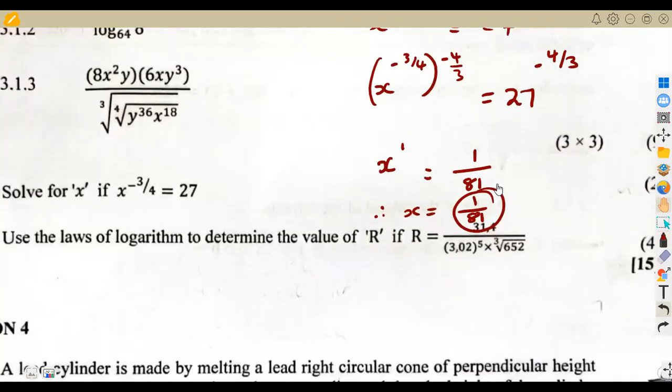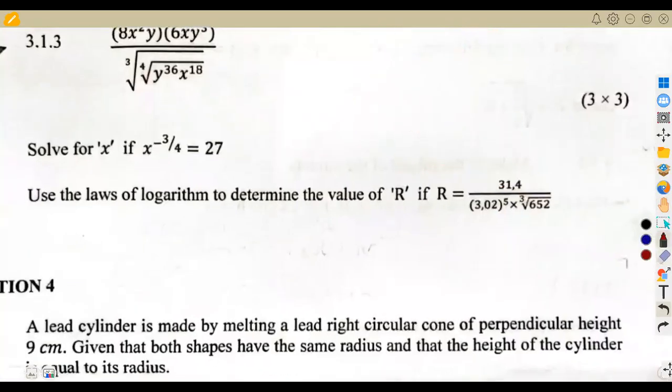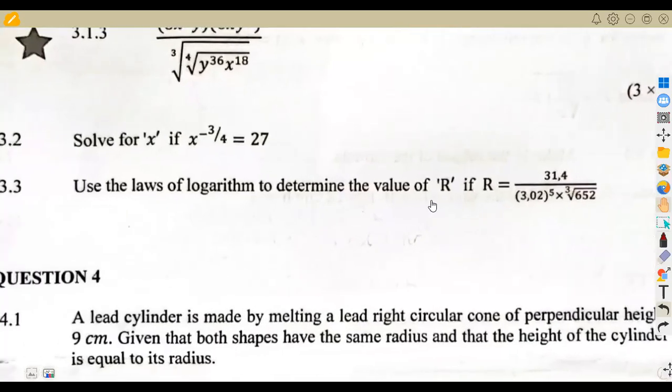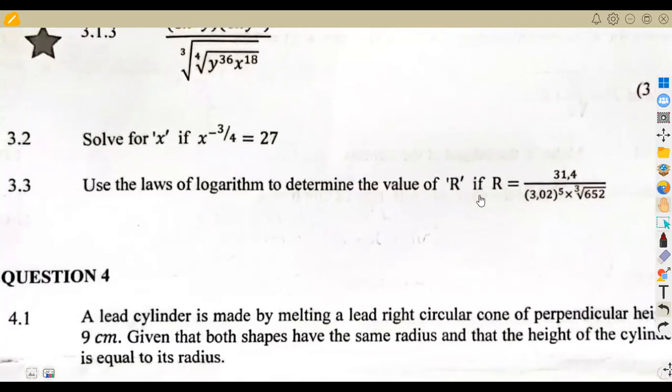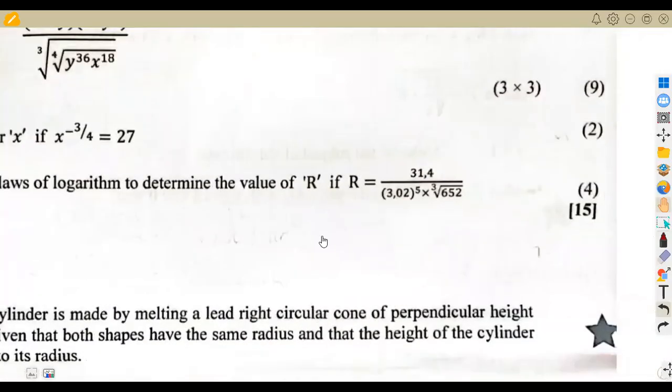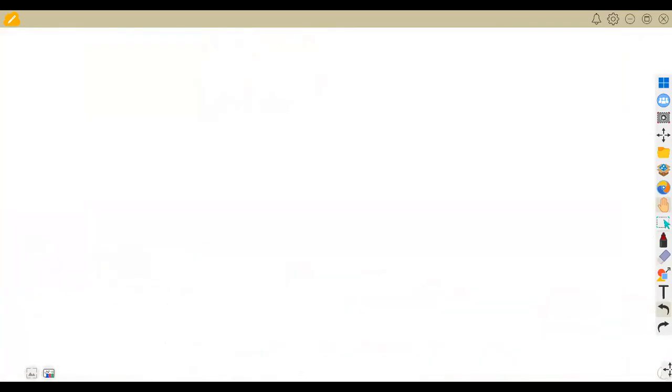Then on the other part, they wanted us to use the laws of logarithm to determine the value of r if r is equal to this, 3.3, and that is 4 marks. So how do you use the logarithms to simplify that? Because that can be simplified with a calculator, but they're not saying use a calculator directly. We could have just pressed our values directly, but they are saying we are supposed to use the laws of logarithms.